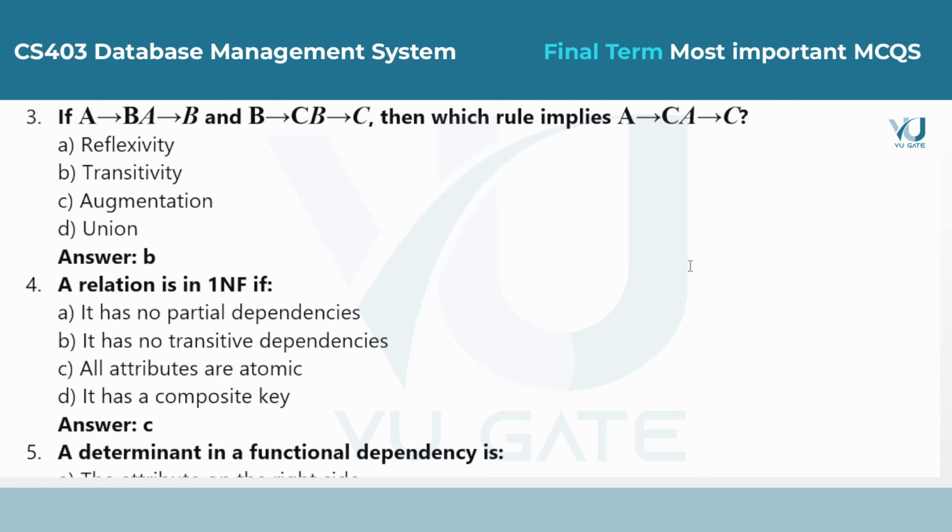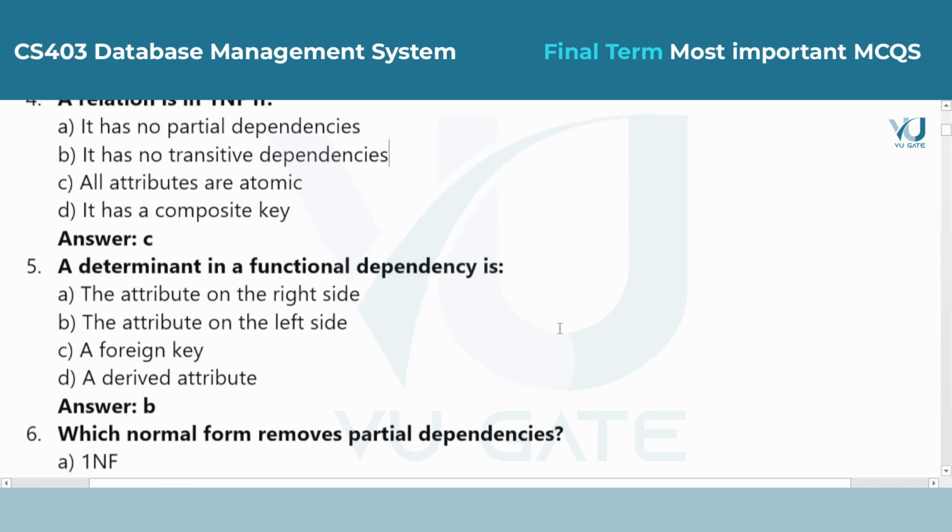Question 4. A relation is in 1NF if. Answer is option C, all attributes are atomic. The first normal form requires every single cell in your table to have only one value. You cannot have a list of phone numbers in one single box.